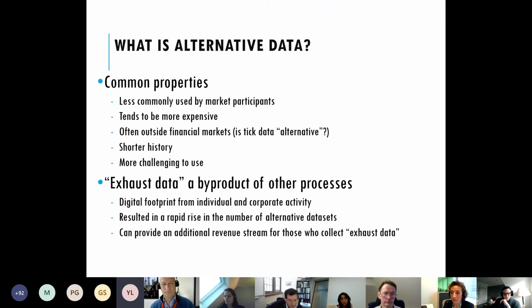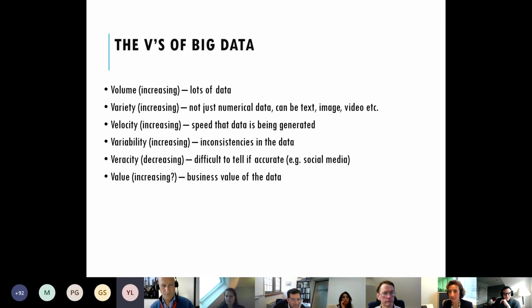Actually, yeah, let me put full screen. Yeah, you all heard about the V's of big data, but they apply to alternative data. But I must highlight here that alternative data is not necessarily big data. We have many examples of alternative data that's small sample, actually. Many V's, there are around 10. I think 7 are important.